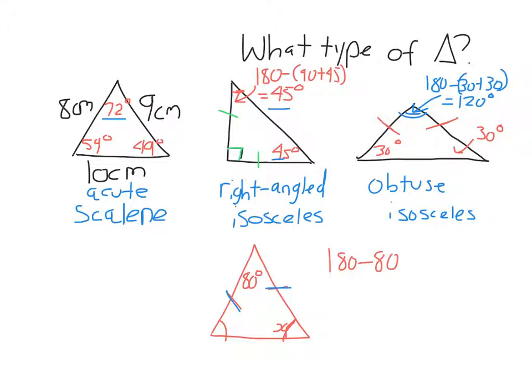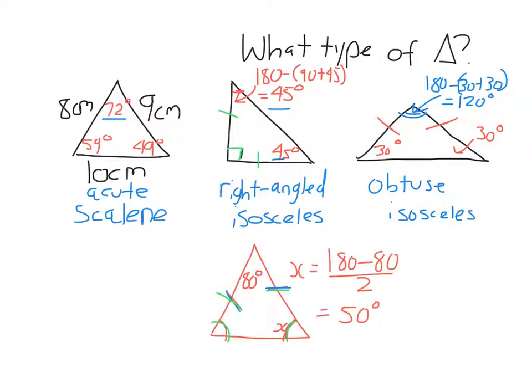They must add up to 100, so all three angles add to 180. So x, I'll just go 180 minus 80, divide 2, and that gives me 50. I divide 2 because they're the same and they add to 100. So this angle here and this angle here are both 50. They must be equal because the triangle's isosceles, and 50 plus 50 plus 80 gives us 180.